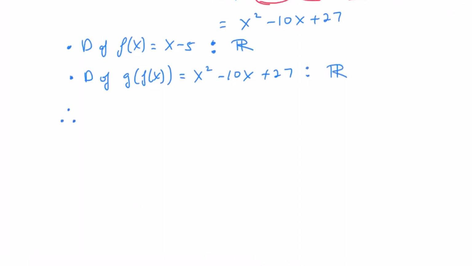So the third one is the domain that we want. The domain of g circle f is again the combination of the first two. So the first step, the domains are real. The second step is also all real. So this means that the domain, there is no restriction, it's all real, or from negative infinity to infinity.